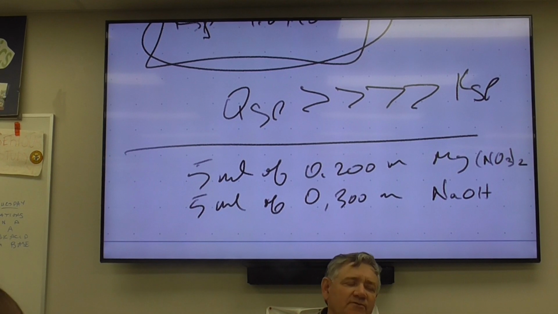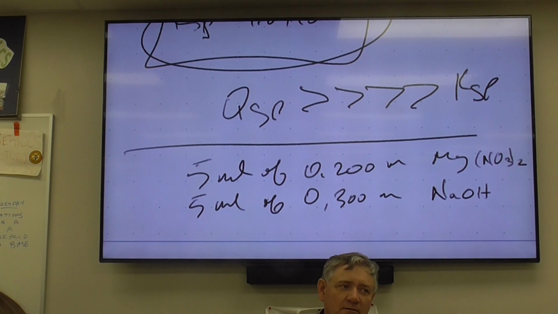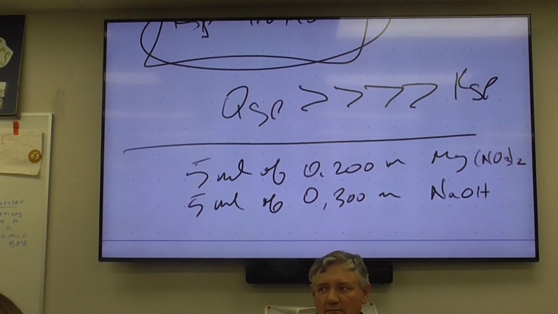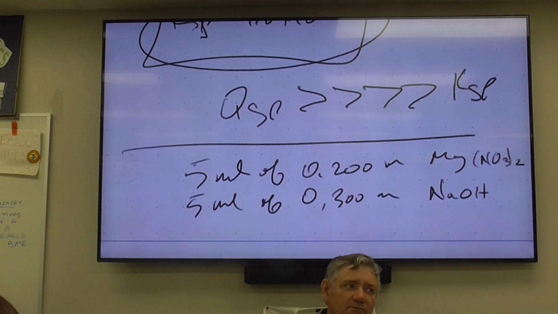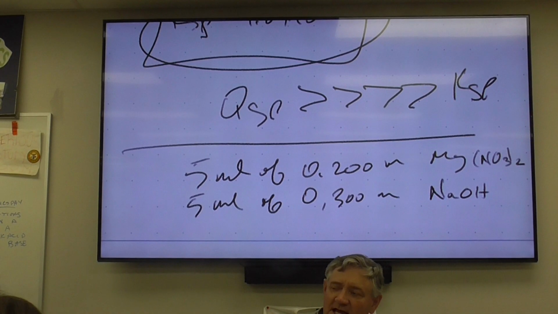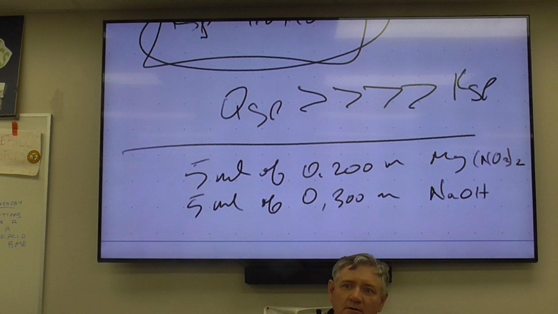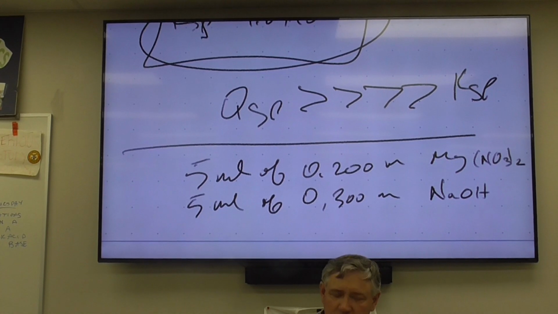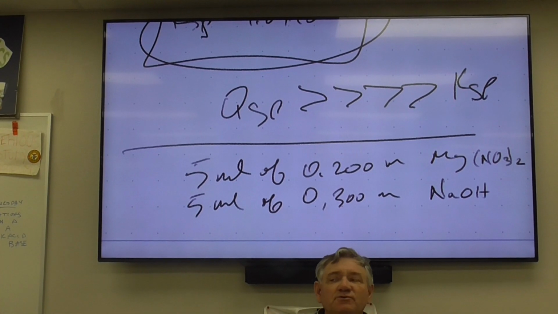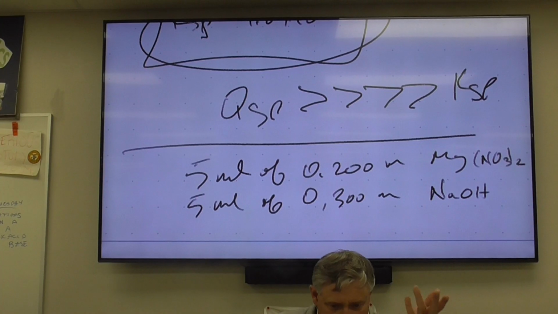What are you going to do to the volume? Mathematically. By how much? Double it, right? So if I have the same concentration in twice the volume, what's going to happen to the molarity? It's going to be half as much.